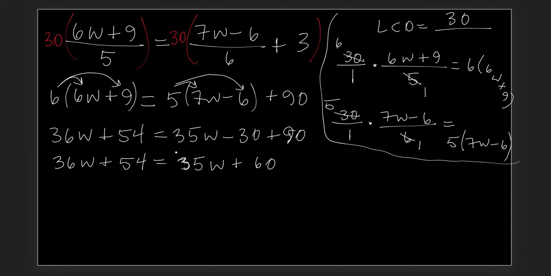So we want w terms to be on the same side so we can combine them, and we want the numbers to be on the same side. You could move the 54 over here. You can do two things at once actually. Whatever you want to decide to start with is fine. I'm just going to choose to move the 35w from the right side over to the left side.